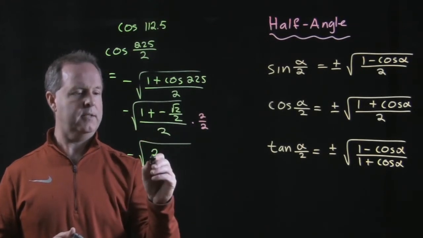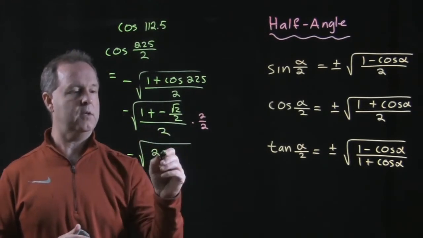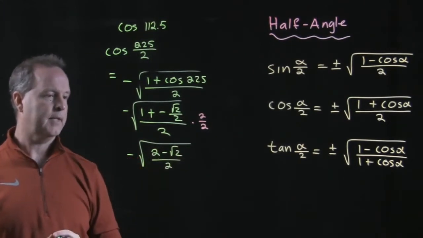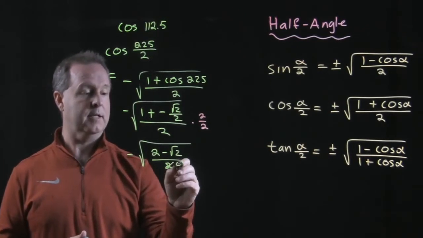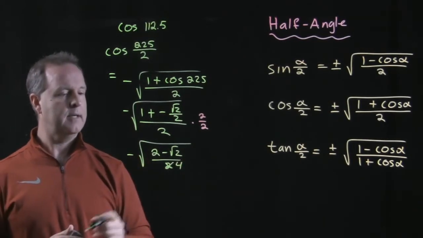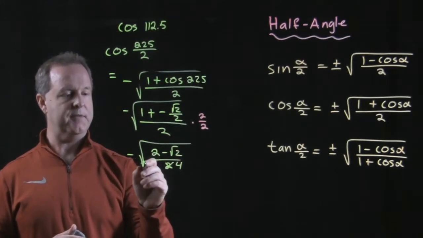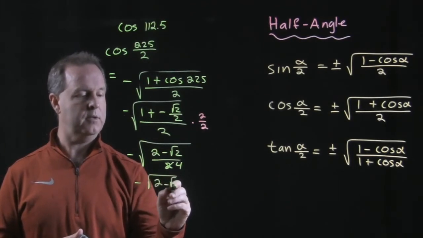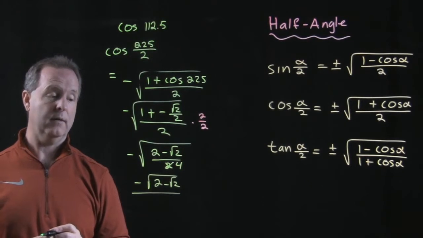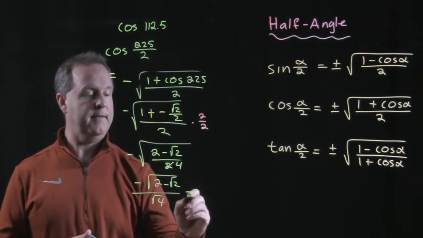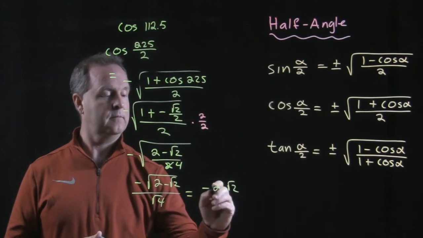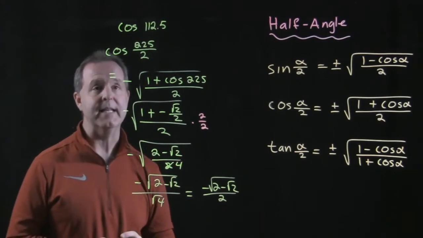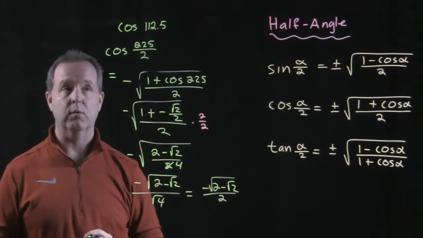Two times the 1 gives me a 2. Two times this negative root 2 over 2 gives me a negative root 2. Two times a 2 gives me a 4. From there, I can split the square root on the top and the bottom. The numerator will be the square root of 2 minus root 2. The denominator will be the square root of 4. Then I just clean it up a little bit, all over 2, and there's my final solution. That's the exact value of the cosine of 112.5.